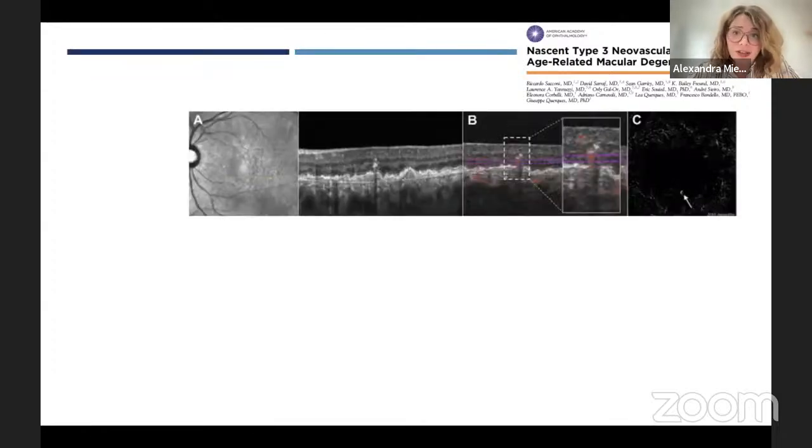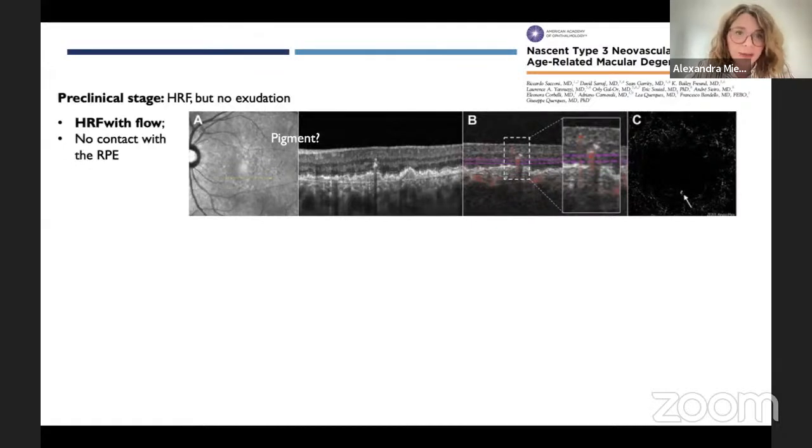nascent type 3 neovascularization. Here you can very nicely see, for instance, we have this small hyperreflective focus that we can see even on the en face flow image from OCT angiography. We can ask ourselves, is this pigment? Is this really a vascular component, a nascent type 3, or is it just a migration of RPE cells as we have seen previously? So this has been described as the preclinical stage of nascent type 3.